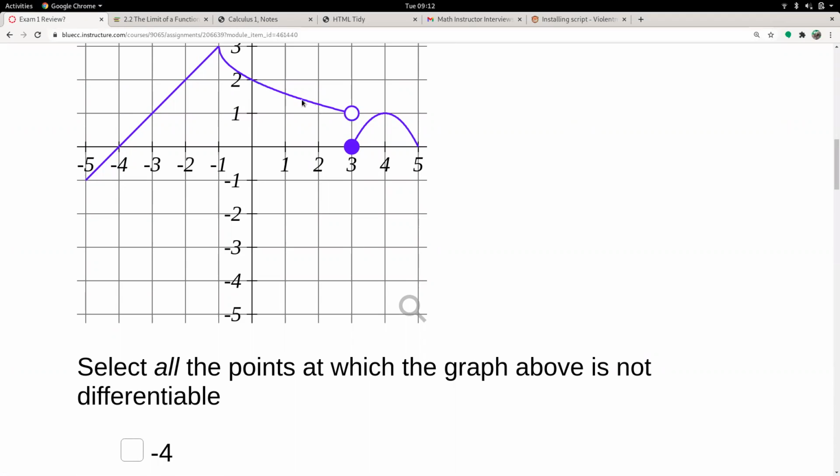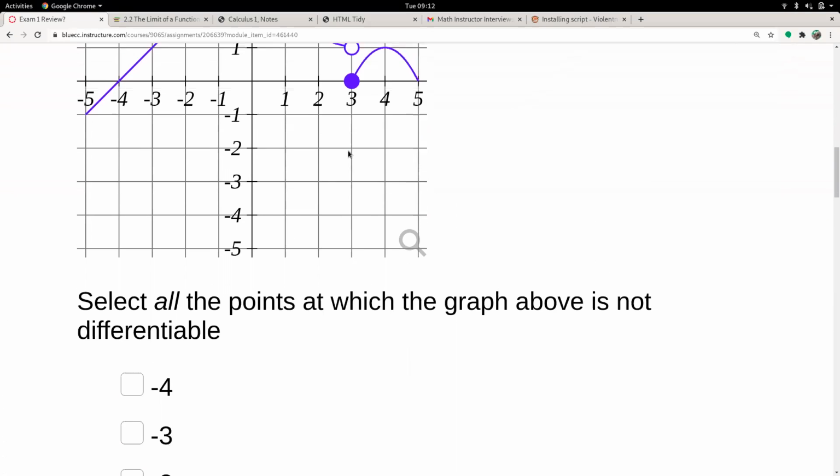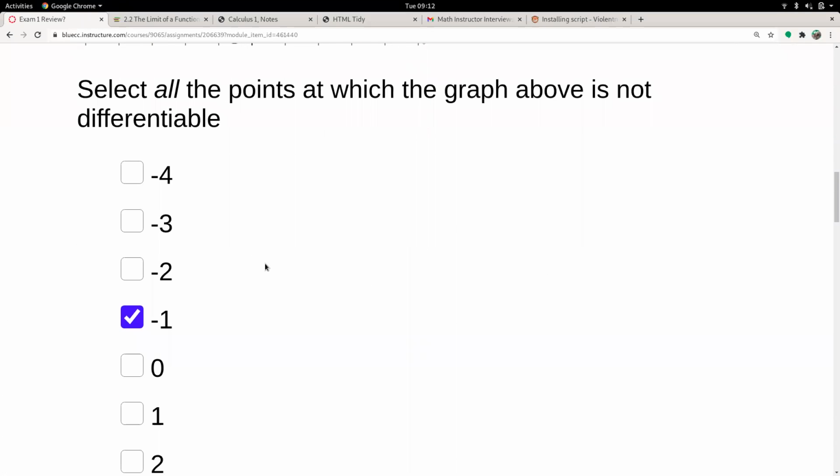So any point along the curve in between negative one and all the way up to the edge of x equals three, things behave nice, but then all of a sudden we have this jump here. We have a discontinuous function. If a function is discontinuous, that means the limit doesn't exist there. If the limit doesn't exist, the derivative can't exist because the derivative is a limit, right? We do a limit to get a derivative. So anywhere the function's discontinuous, it's certainly not differentiable. So that's at x equals 3.